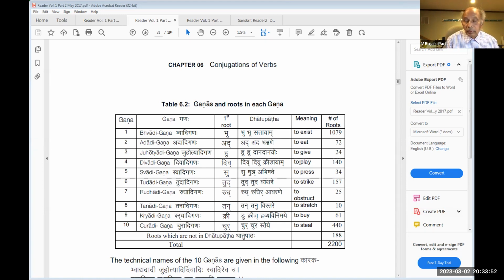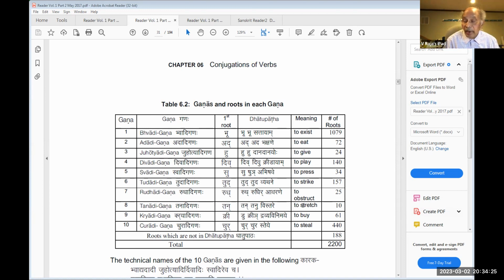Then when you can't get something, you try to press the other person to give it to you, you press, that is the Swadi gana. Then if you can't get it, you strike the other person, the Tudadi gana. Then you expand, to stretch, Tanu. Tan is our body, we call it Tanu. That comes from the root Tan, to expand, to stretch.